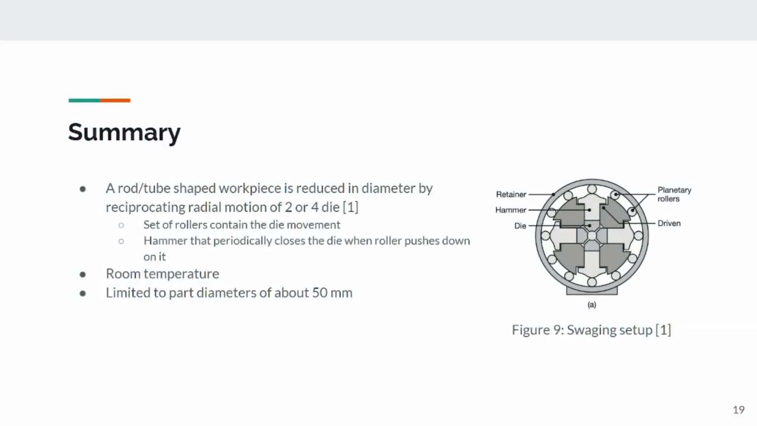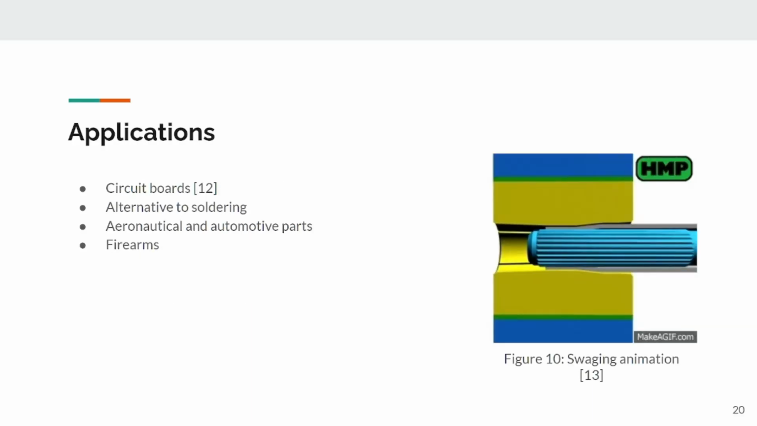Swagging. Swagging is when a rod or tube-shaped workpiece is reduced in diameter by reciprocating radial motion of 2 or 4 dies. So there's a set of rollers that contain the die movement, and there's a hammer that periodically closes the die when the roller pushes down on it. It's often operated at room temperature, and it's limited to part diameters of about 50 millimeters.